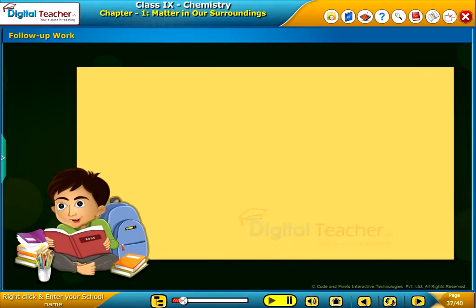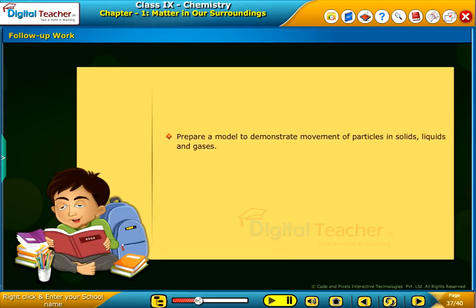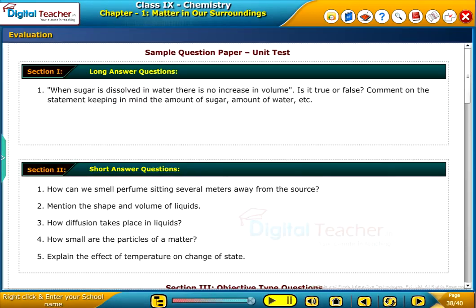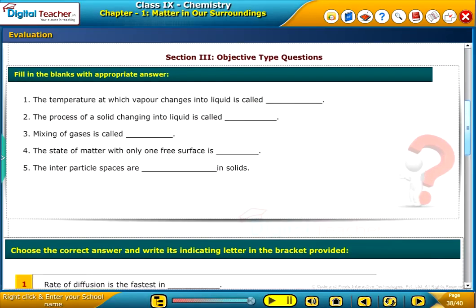Follow-up work. Prepare a model to demonstrate movement of particles in solids, liquids, and gases. Suggest an activity which provides the evidence for the motion of particles, attraction between particles, and interparticle space. Test your understanding of the chapter by taking the mock unit test.